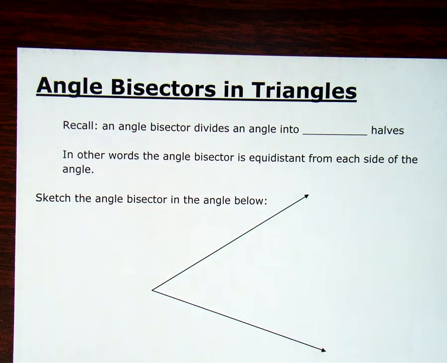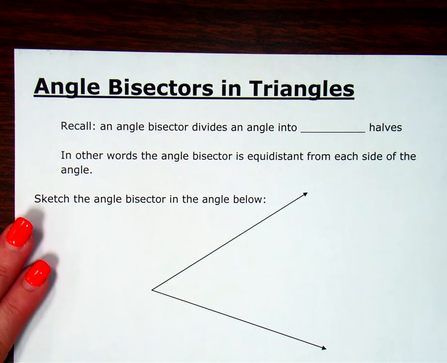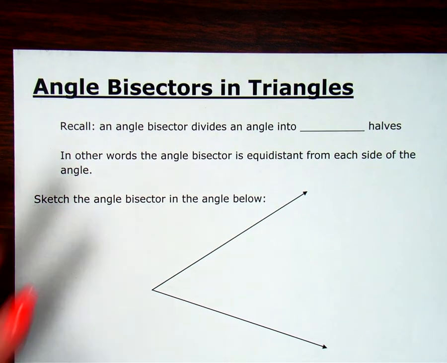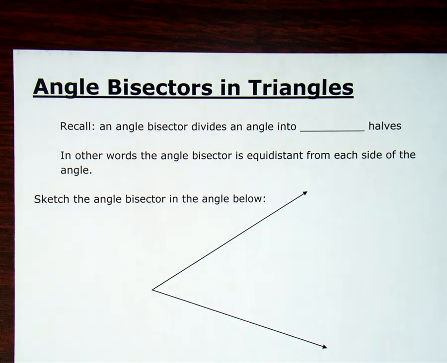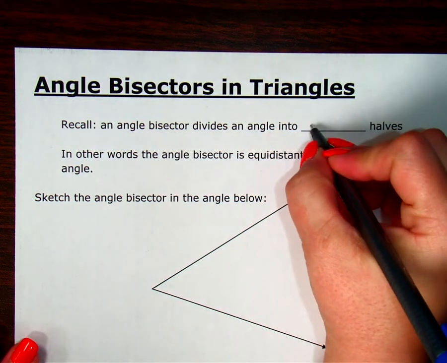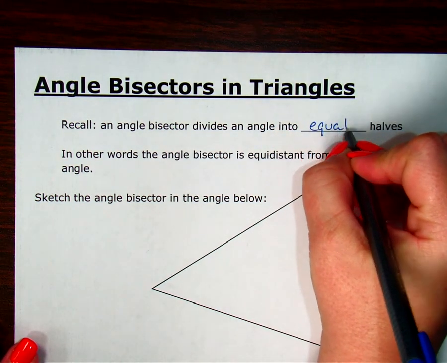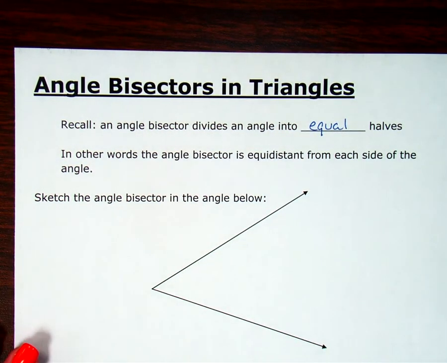Hi, in this video we're going to focus on angle bisectors in triangles. But first we're going to review real quick angle bisectors. Remember, an angle bisector is something that divides an angle into two equal halves. So you'll have two congruent, equal angles. In other words, the angle bisector is equidistant from each side of the angle.